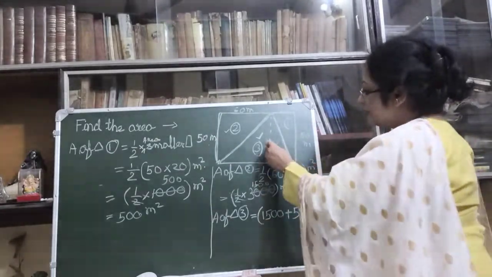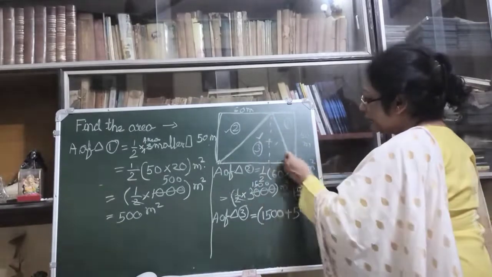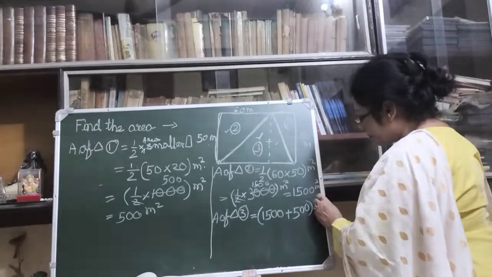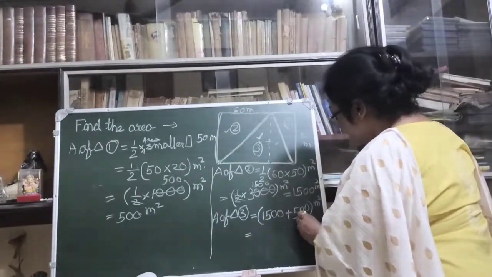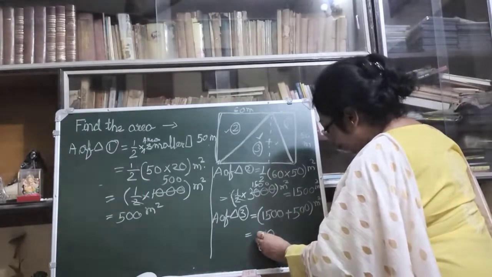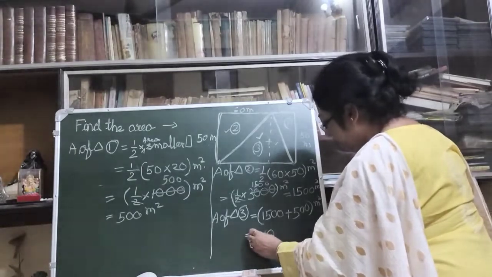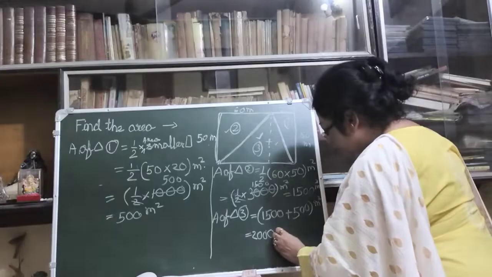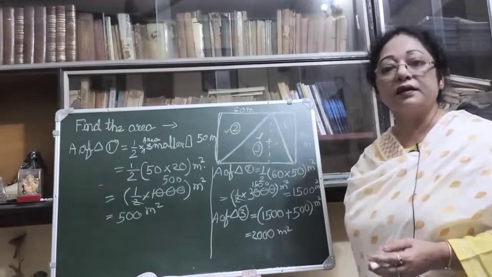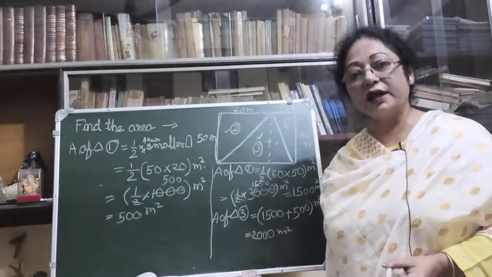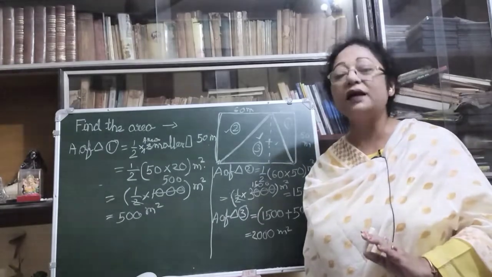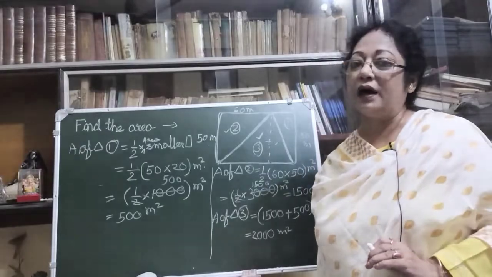So if we add these two, then we can get the area of this triangle, meter square. So what will be our answer? 0 0. So 0 0, 5 plus 5 is 10, 1 carry 1 plus 1 is 2. So 2000 meter square is the area of this third triangle. Clear, children? Watch this properly and slowly and listen to what I am saying. Easily you will be able to understand.